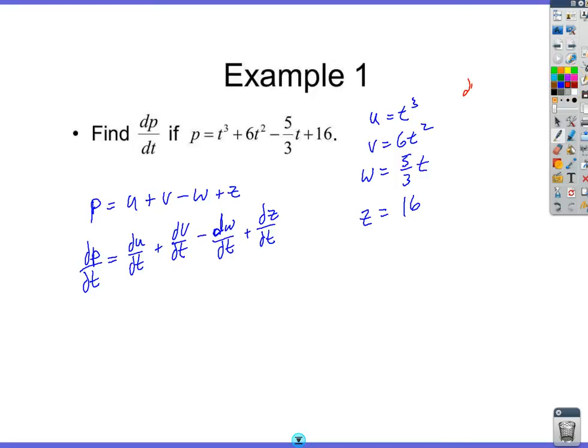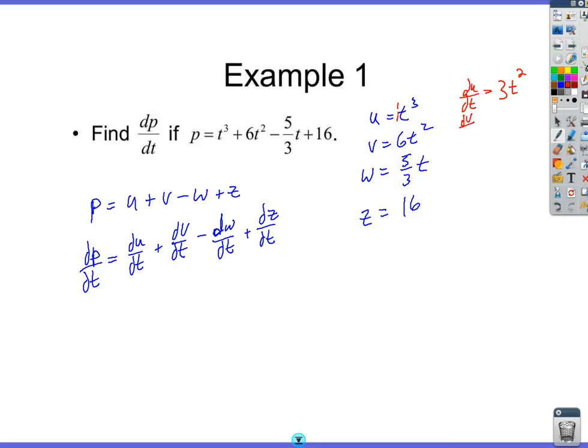Well, what is du/dt? du/dt, well, that's the derivative. That's going to use my power rule, because that's a power. Well, that's going to be 3, because I'm going to take the 3 times 1. My coefficient here is 1, so 3 times 1 is 3t, okay, and then subtract 1 from my power, squared. Done.